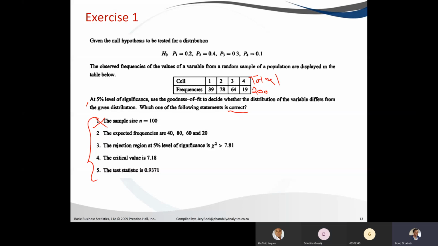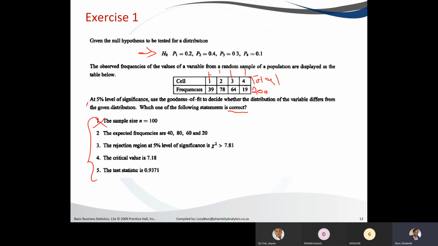Now, it says the expected frequencies are 40, 80, 60, and 20. We need to take those probabilities from the top, from the hypothesis, and use them as our probabilities and multiply every probability. P1 corresponds to 1, P2 corresponds to 2, P3 corresponds with 3, P4 corresponds with 4. So what we do is say 0.2 multiplied by 200. And we have to test for all of them.